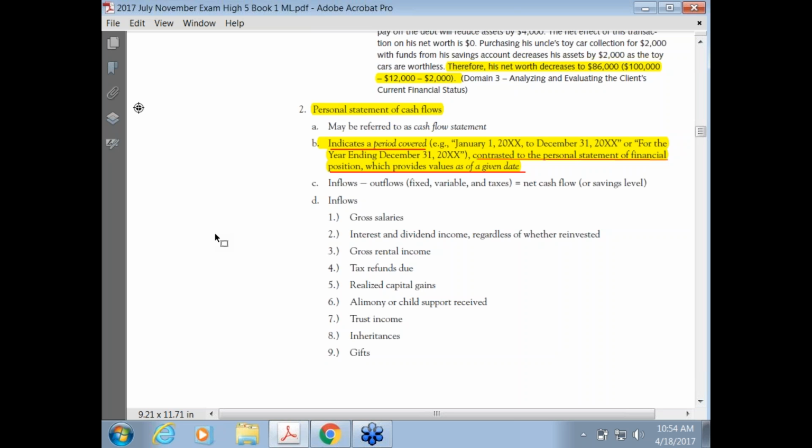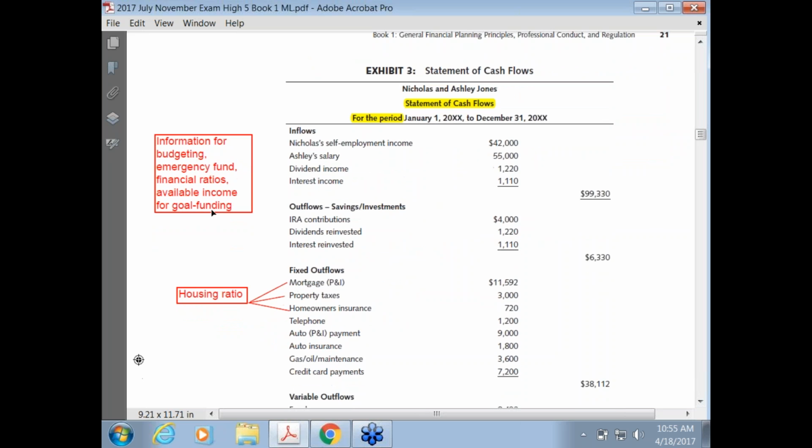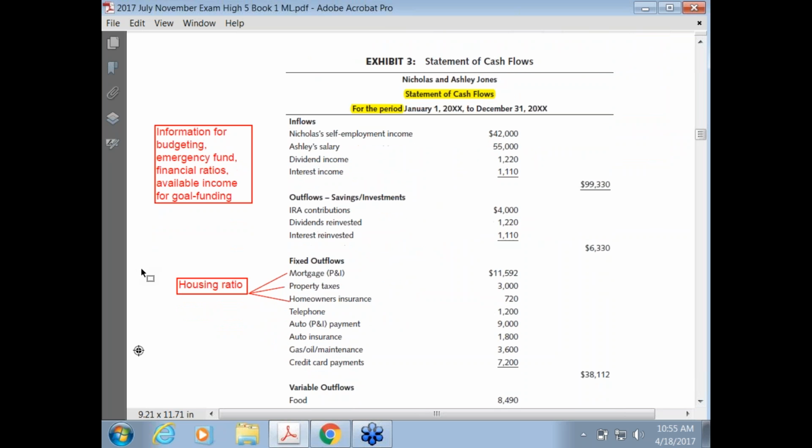And here highlighted is the fact that this covers a period. January 1st to December 31st is usually how it's laid out. So you could see just a one-off question on the difference between the structure of those statements, the statement of financial position and the cash flow statement. So here we have income and expenses, right? You've seen these before, as contrasted to assets and liabilities on the other statement.